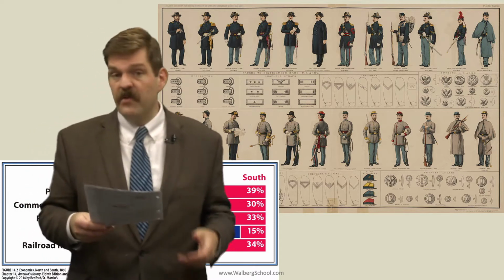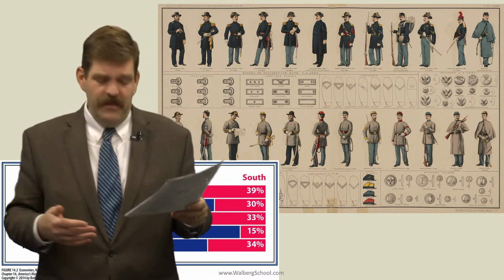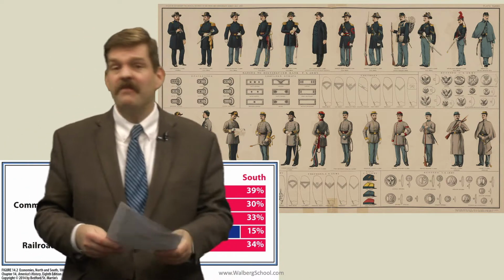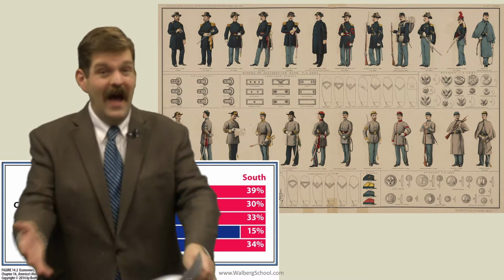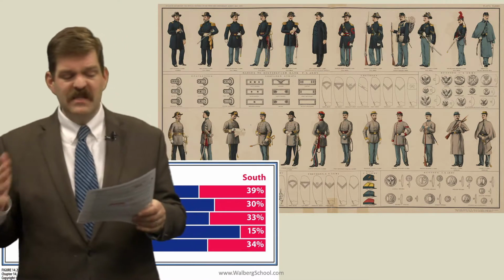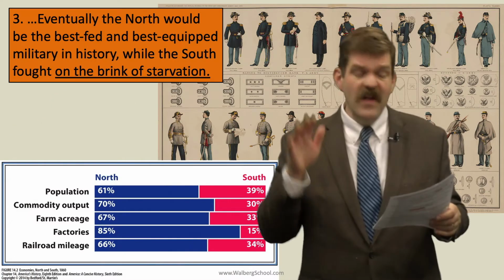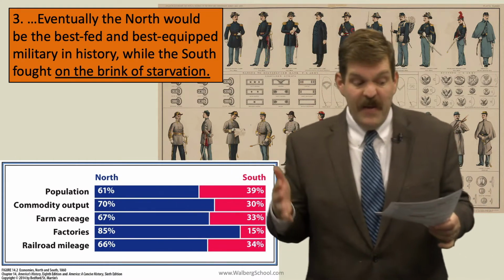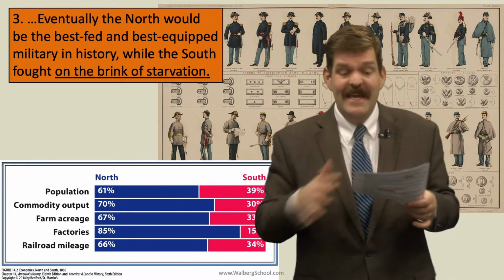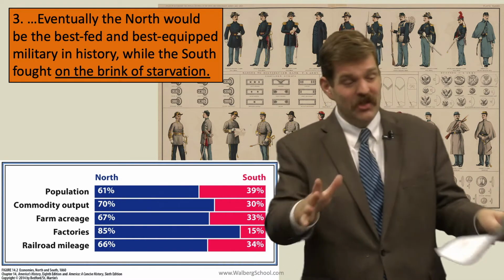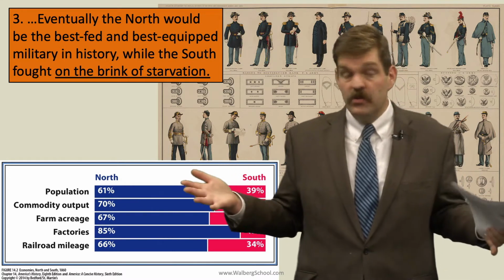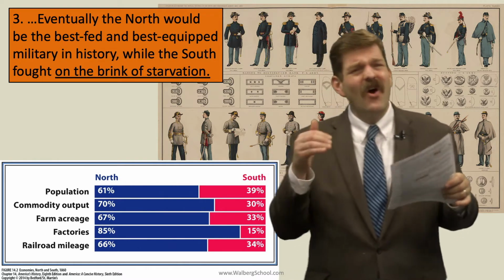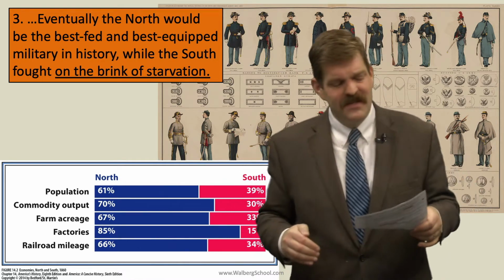The outbreak of the war found both sides, though, unprepared. They had underdeveloped railroads, small and inefficient navies, and undersized army supply lines, and basically both sides went into war not well equipped for it. Feeding and supplying the armies would be a challenge to both sides. Eventually the North and its industrial capacity would catch up, and they would be the best fed and best equipped military in history. The North would eventually get there, but the South was truly fighting on the brink of starvation for most of the war. Despite the North's advantages, they just had a hard time translating that into real battlefield successes.